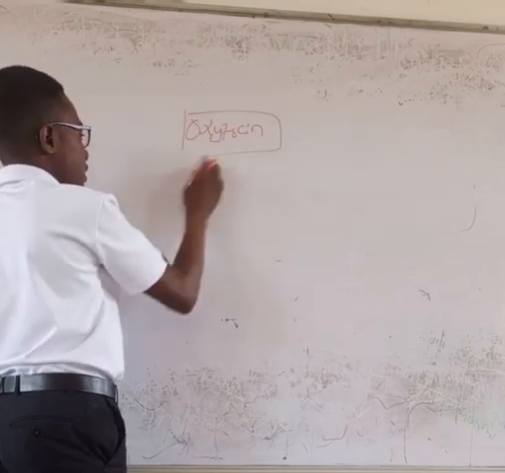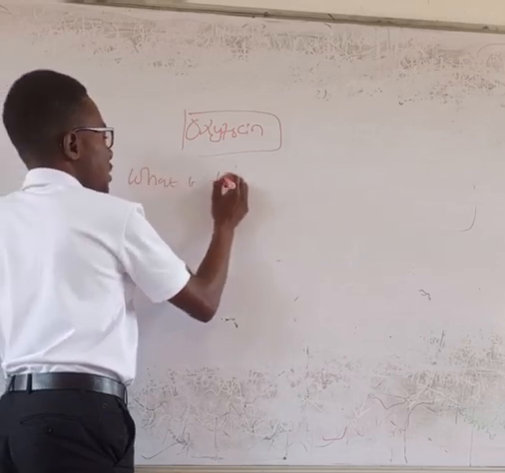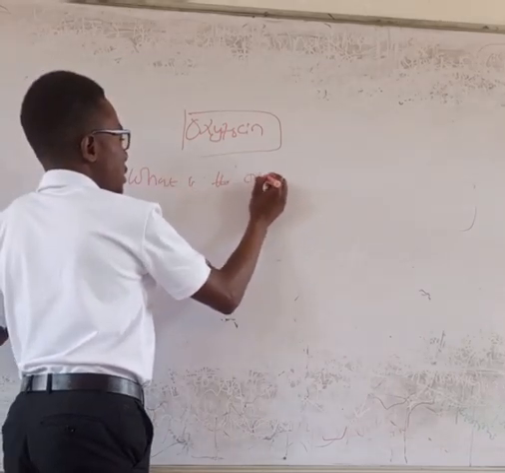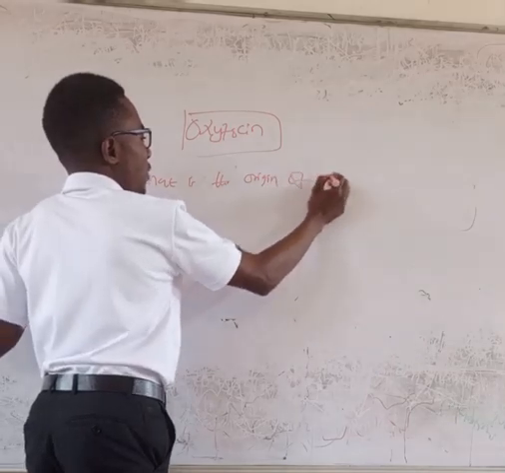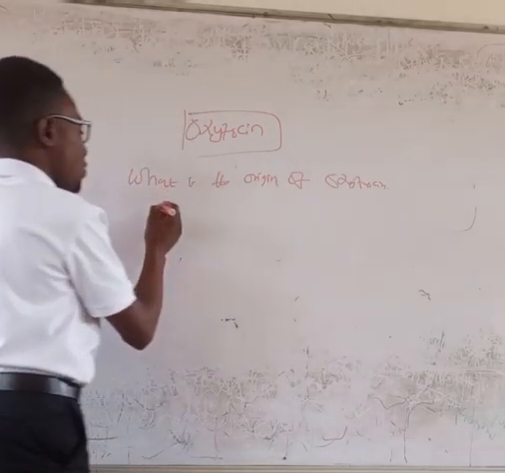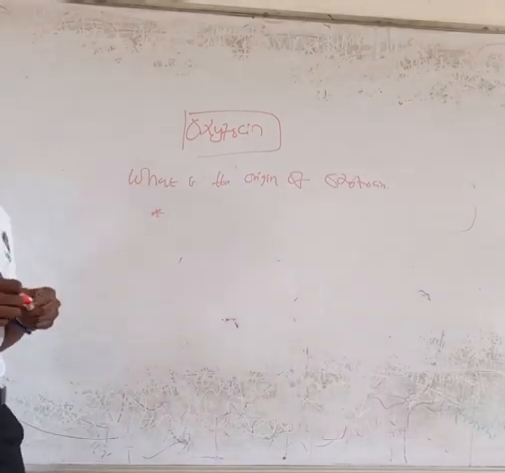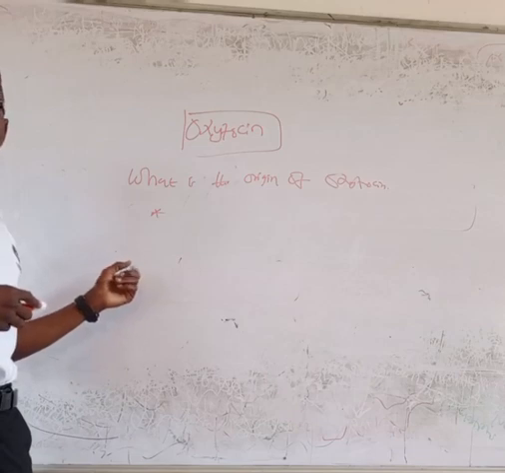So the first question is, what is the origin of oxytocin? So basically the origin is posterior pituitary, right? What is the other name for the posterior pituitary?